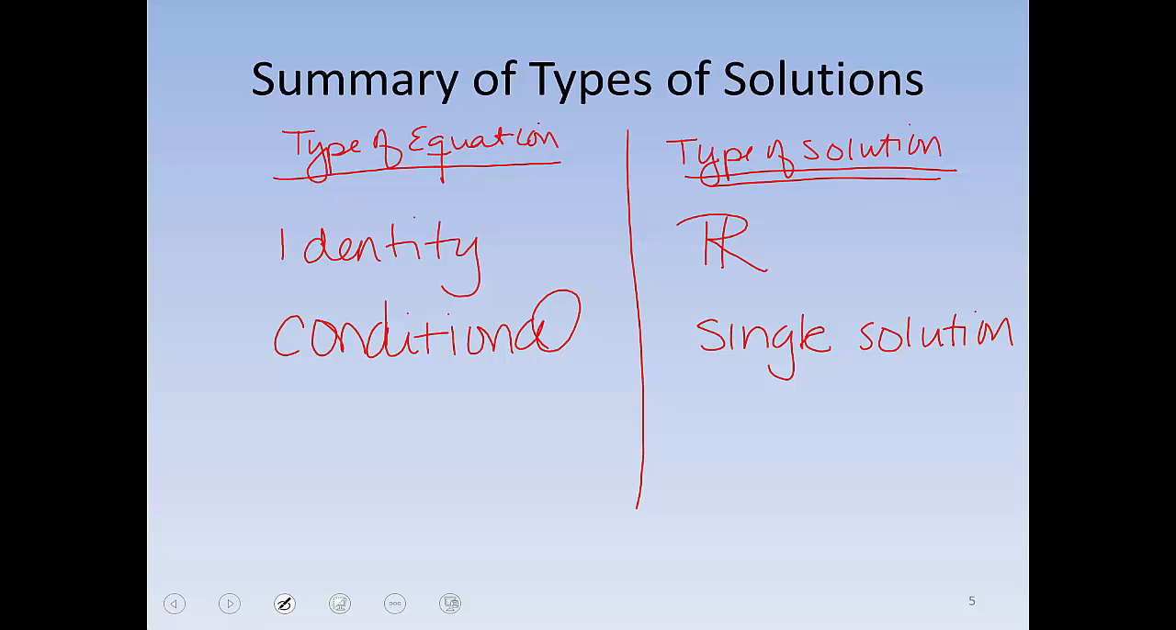And the last one is the contradiction. Okay, and our contradiction gave us no solutions.